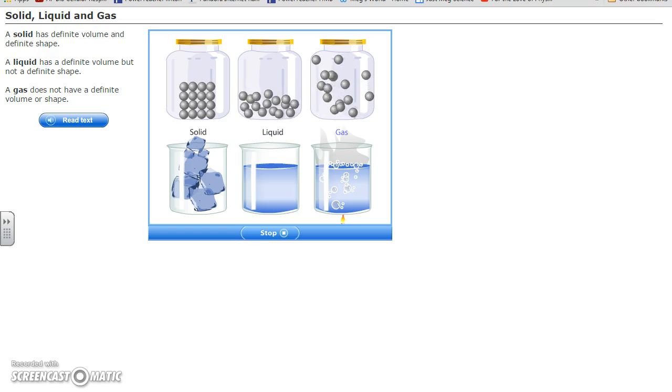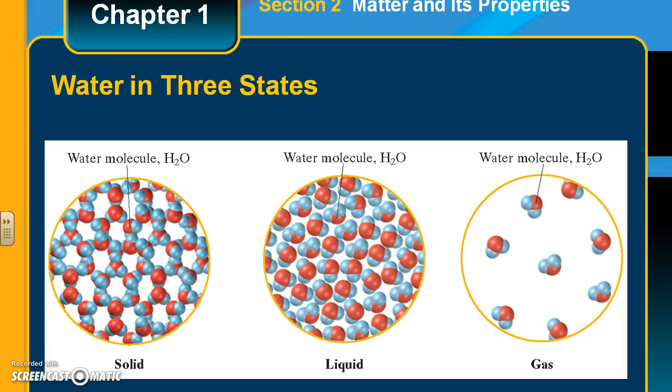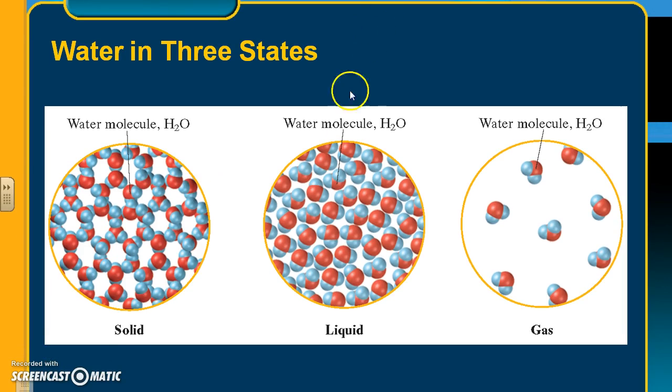A gas does not have a definite volume or shape. The particles of a gas move fast enough to overcome nearly all of the attractive forces between them. Gas particles move independently of one another. So here we see water in the three states of matter.